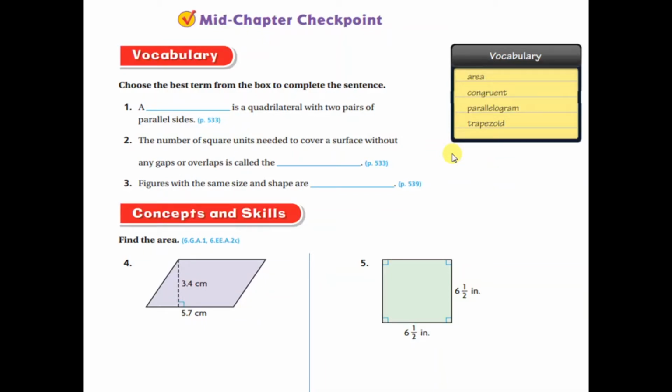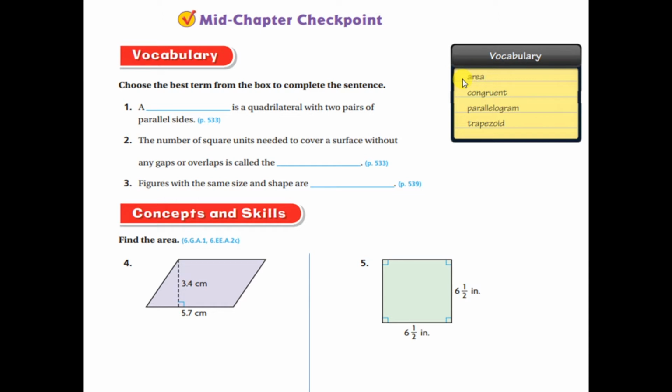In today's episode we will solve chapter 10 checkpoint. And let's start with the vocabulary box. Choose the best term from the box to complete the sentence. Let's read together the vocabulary box. The first word here is area.